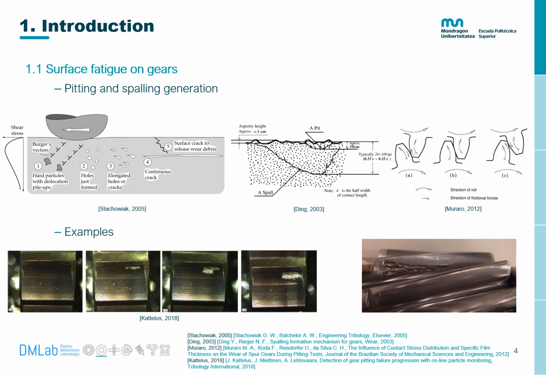Here, there are two examples. On the left hand, a pitting's evolution is presented at 2.5, 10, 10.76, and 10.84 million load cycles. On the right hand, a spalling on a lifting gearbox's pinion is presented. A pit was generated at the lower left point, and as the gearbox kept on working, it evolved up to the shown spalling.